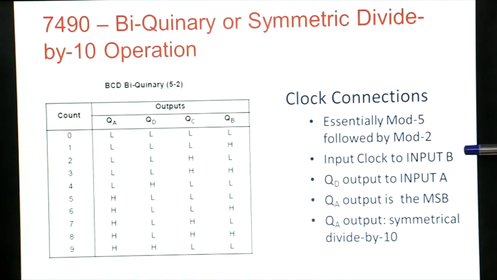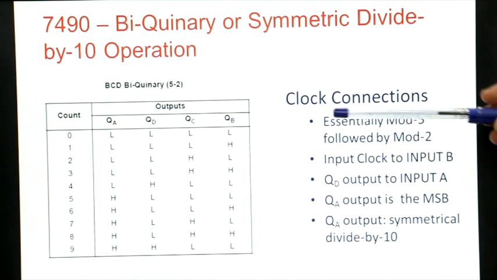which means the clock input you would first give to the input B of the 7490, and your output you will take from QD, which will give you a divide by 5. And that divide by 5 output you then feed to the input A, which is the A flip-flop, and take output from QA. Therefore what will happen is you would get A as the MSB, and the next lower ones would be D, C, and B will be the LSB.